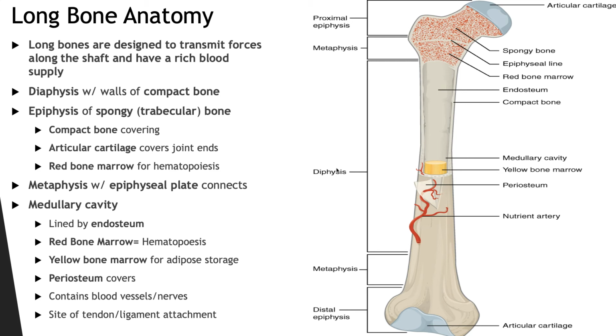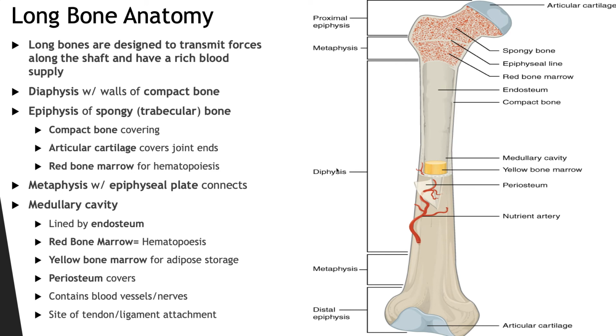You have the nutrient foramen. In order for bones to grow and be maintained, they require an extensive blood supply. The nutrient foramen is a tunnel that penetrates the diaphysis to provide access for the blood vessels to the shaft of the bone. Within the nutrient foramen, you have the nutrient artery, which transports oxygen-rich blood to the bone, and the nutrient vein, which transports deoxygenated and waste-laden blood from the bone.